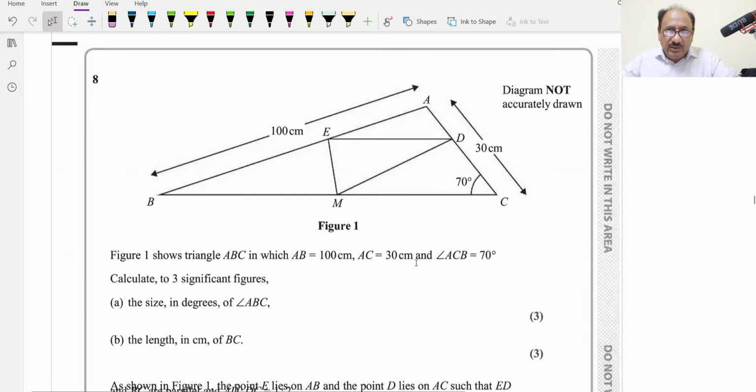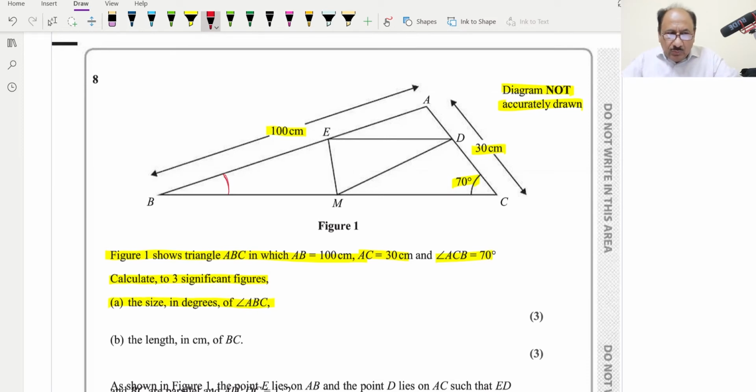Now question number 8. A diagram is provided which is not accurately drawn, and figure 1 shows triangle ABC in which AB is equal to 100 centimeters, AC is equal to 30 centimeters, and angle ACB is 70 degrees. Calculate to 3 significant figures, A part, the size in degrees of angle ABC. So this angle is basically required.